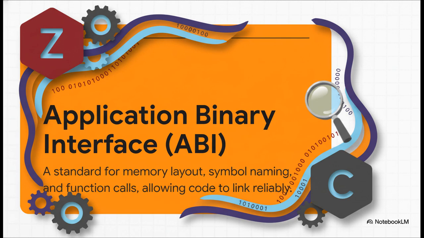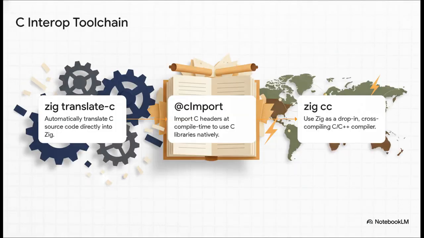You can think of the ABI as the universal translator at the machine level. It means Zig code and C code speak the same binary language, so they can talk to each other directly. No slow wrappers, no complicated setup, it just works. And they don't just say it's compatible. They give you the tools to make it happen.